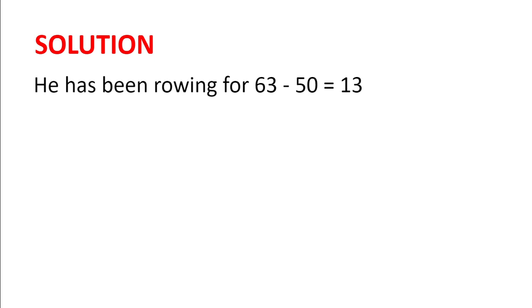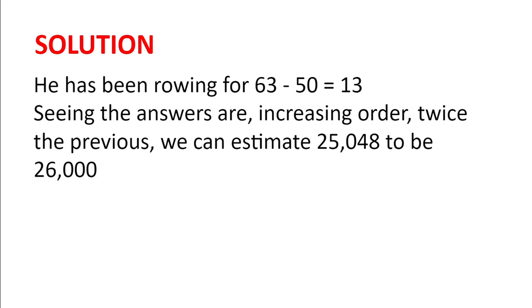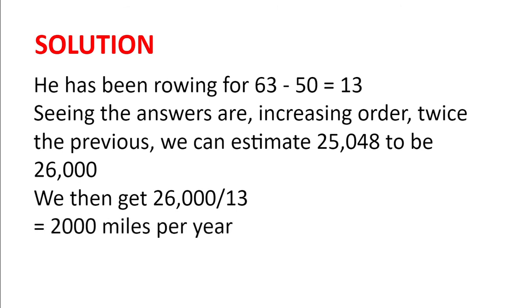So he has been rowing for 63 minus 50, which is 13 years. And if we look at all the answers in increasing order, they're twice the previous. So we can estimate 25,048 to be 26,000 because plus or minus 1,000 when the number's 25,000 won't really make much of a difference. And 26,000 is a nice number to divide by 13 because 26,000 divided by 13 gives 2,000. And so roughly, he's been rowing 2,000 miles per year.